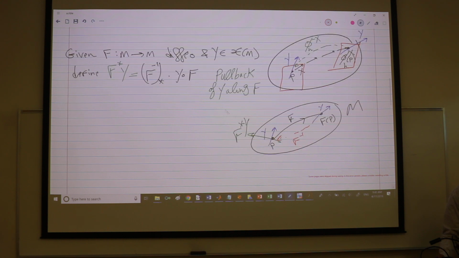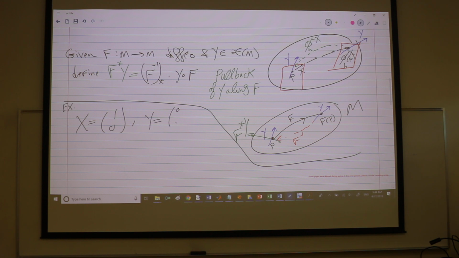Let's have an example. It's not fancy by any means. Say x is (1, 0). This is on R2. And y is (0, any function of x). So this is on R2.